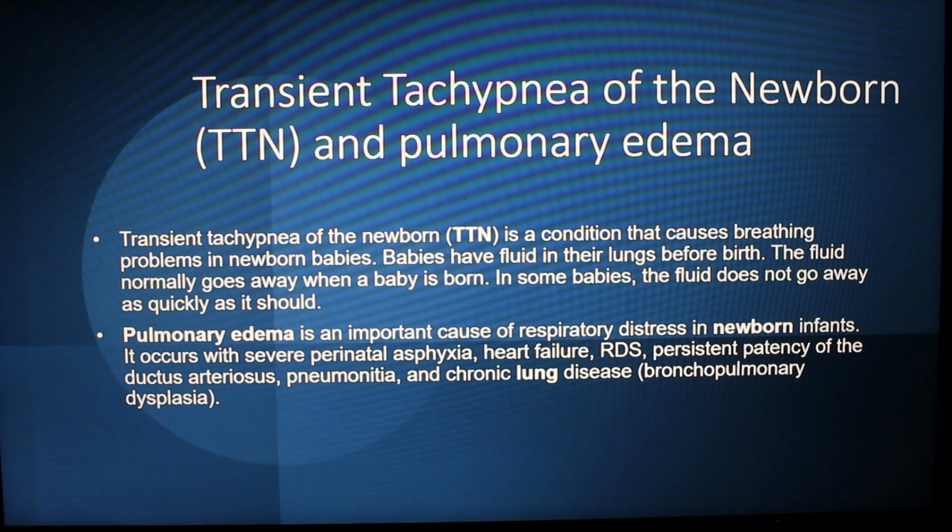There's another condition that we also see called pulmonary edema. It can also cause respiratory distress in newborn infants. It can occur with perinatal asphyxia, babies in heart failure, if the baby has significant and persistent RDS, if there is a persistent patency of the ductus arteriosus or a PDA, or the baby has pneumonia or chronic lung disease. So in order to tell the difference between TTN and pulmonary edema, sometimes it's important to correlate it to the clinical history of the baby.